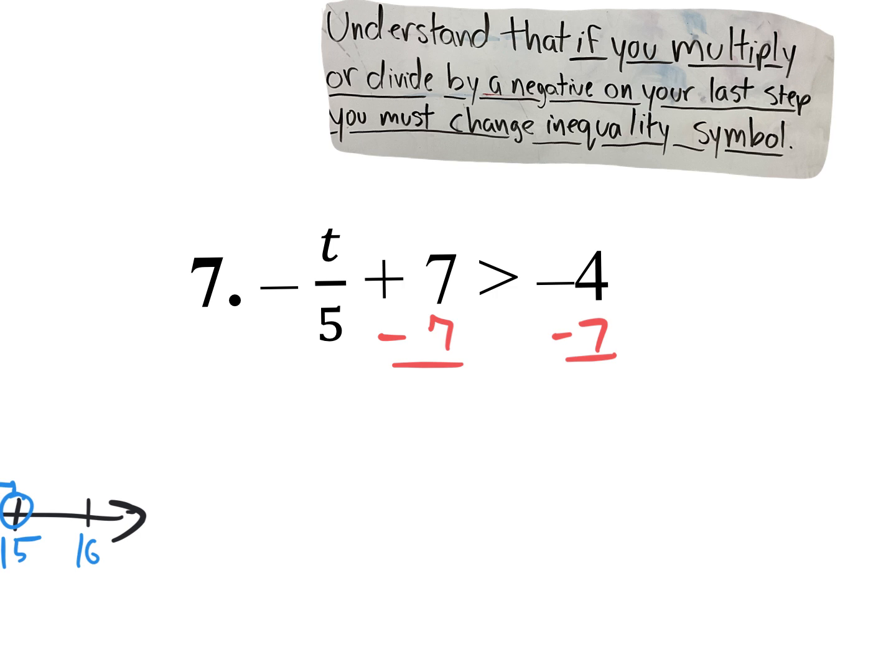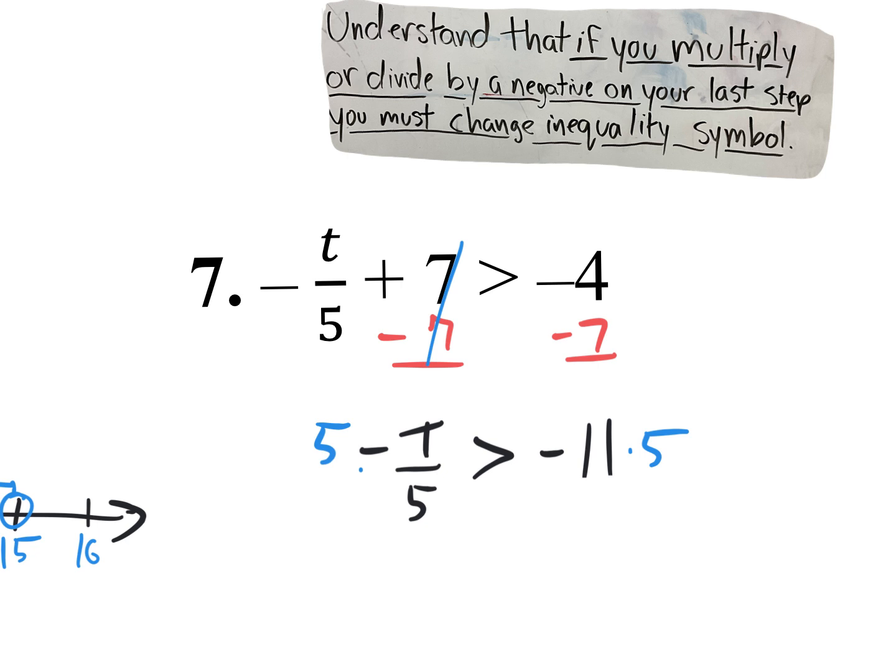The 7 and the negative 7 cancel out. I do have a negative t over 5 with the greater than symbol, and a negative 4 minus 7, that's a negative 11. So from here, I need to notice that I moved that negative up to the t, all right? No problem. I'm going to leave it up there with the t. So let's get rid of the division of 5. Let's get rid of the fraction by multiplying both sides by the denominator, 5.